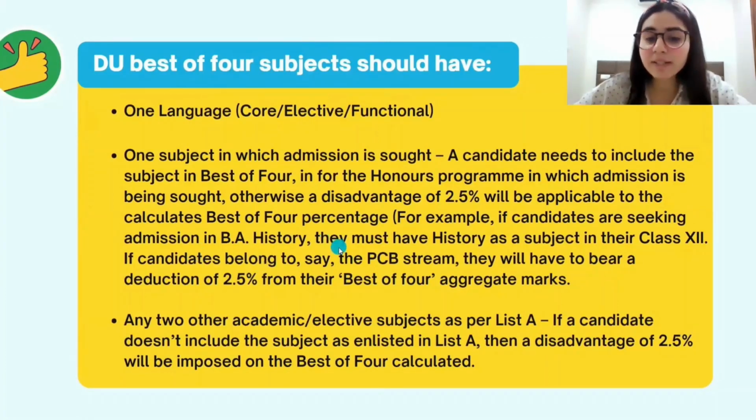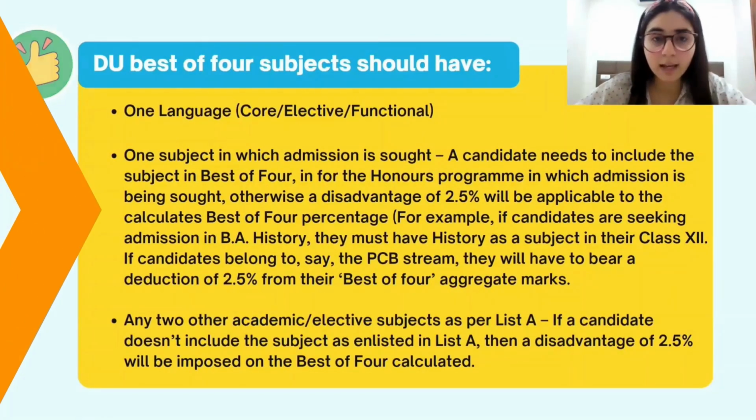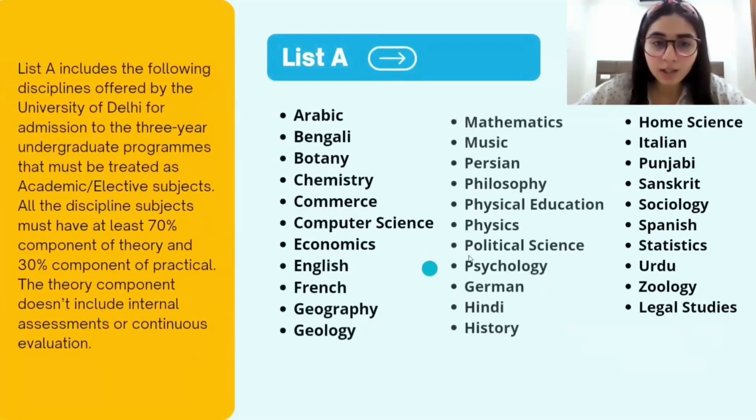Now, the other two subjects can be academic or elective subjects as per list A. I'll show you this list in the next slide. If a candidate doesn't include the subject as enlisted in list A, then a disadvantage of 2.5% will be imposed on the calculation of best of 4. To summarize it up, you will have to calculate best of 4 wherein one language will be included, one subject in which admission is sought, otherwise a reduction of 2.5%, and two subjects from the list A. And the list A is portrayed here.